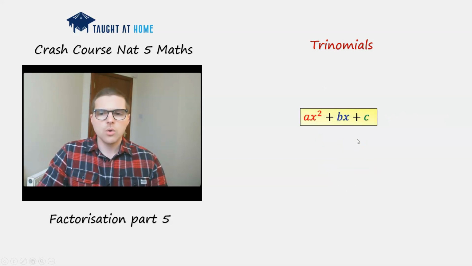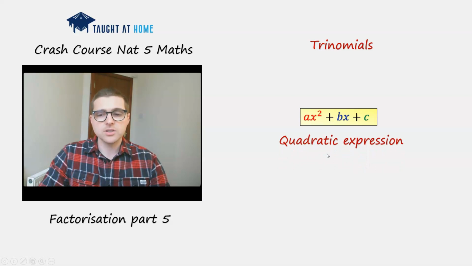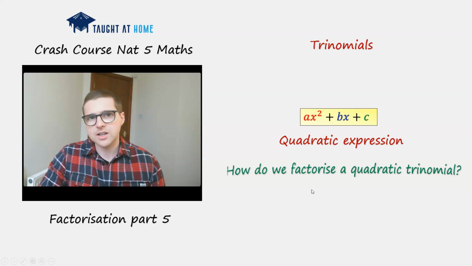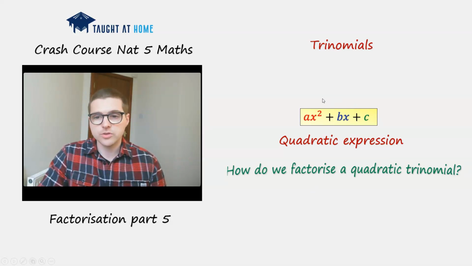Alright, so we have a trinomial in this form, ax squared plus bx plus c. The squared term in this makes it a quadratic expression. Quadratic because it's square, quad meaning 4, and a square has 4 sides. So anything with a square term like this as the highest power we call a quadratic expression. So the question is, how do we factorise a quadratic trinomial such as something like this?